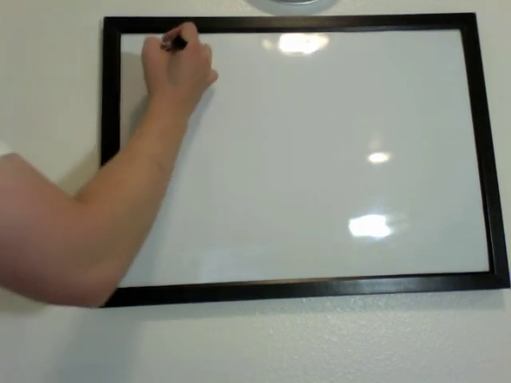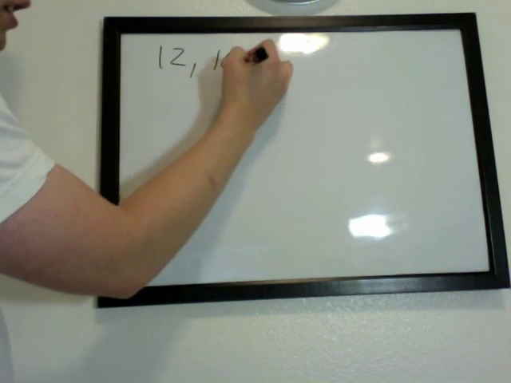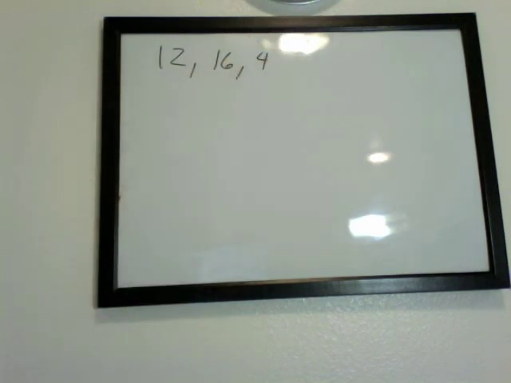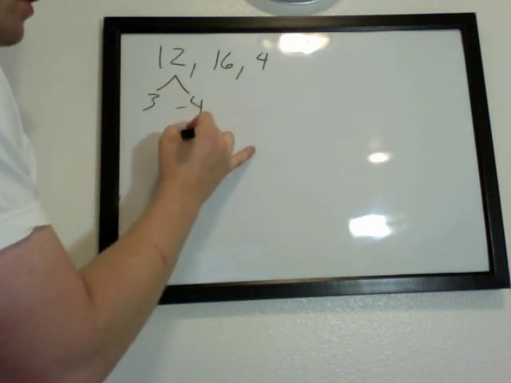Let's do one. Let's do a couple numbers. What do 12, 16, and 4 have in common with each other? Well, let's break 12 apart. 12 is 3 and 4. 4 is 2 and 2.